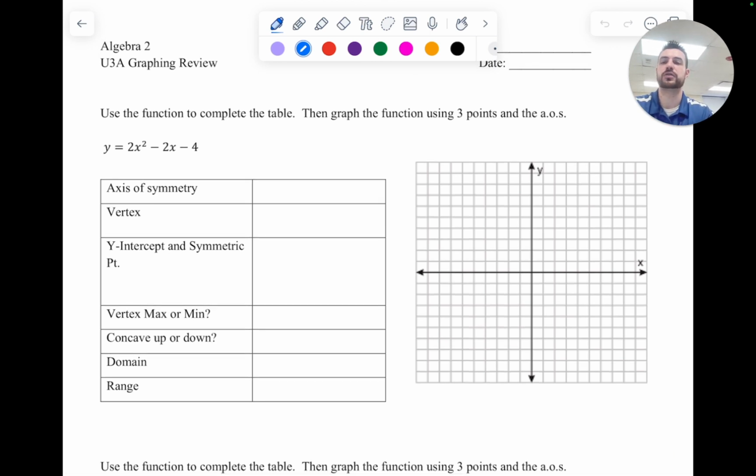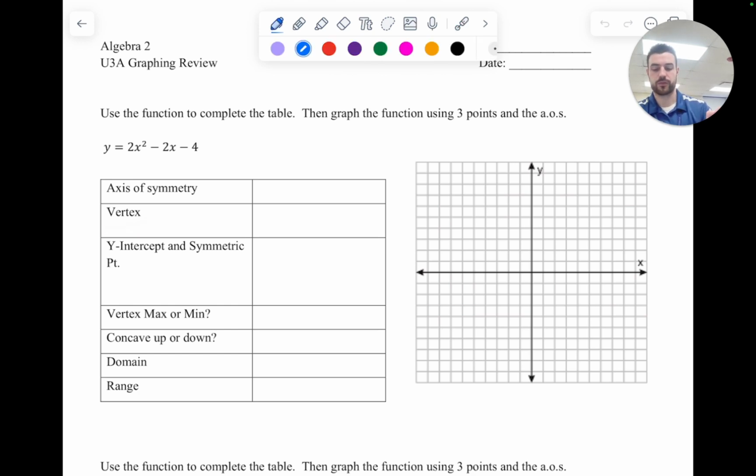So we take a look at this first one. We have y equals 2x squared minus 2x minus 4. So what we need to do is graph 3 points and then the axes of symmetry. Now, one of those points has to be the vertex.